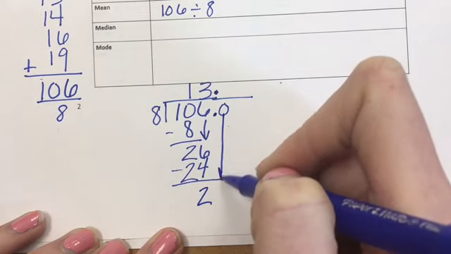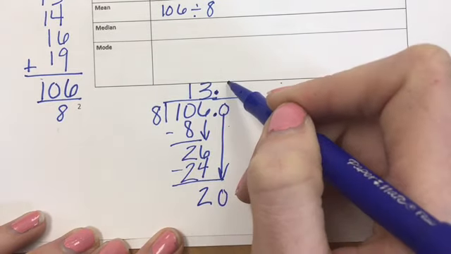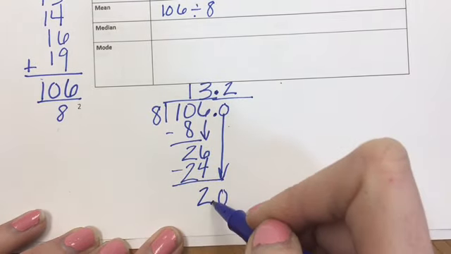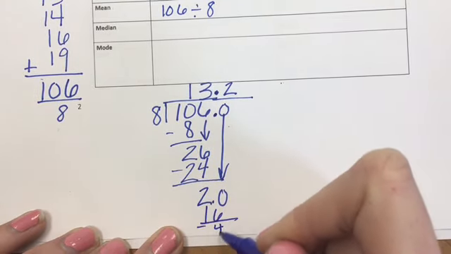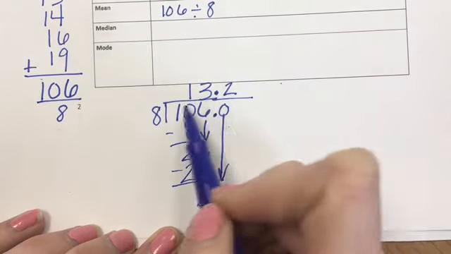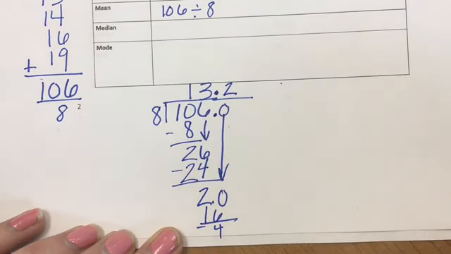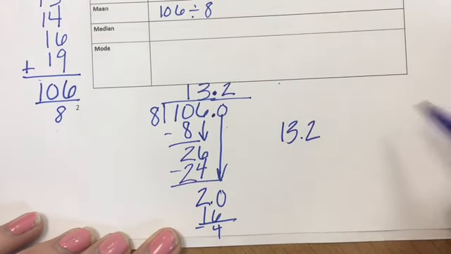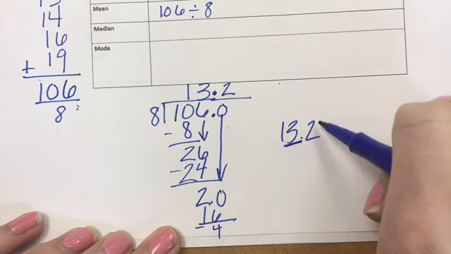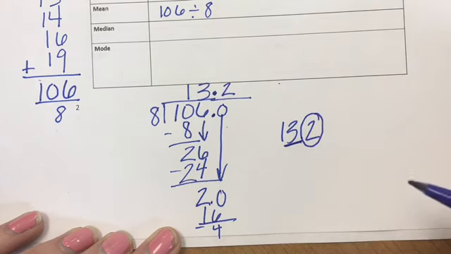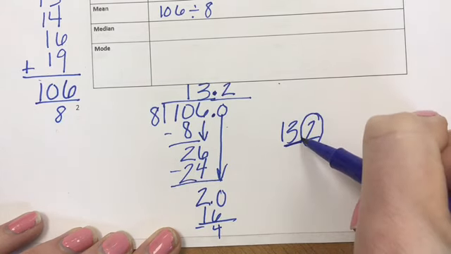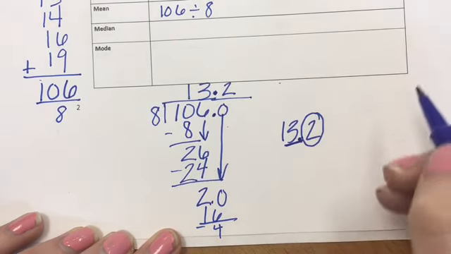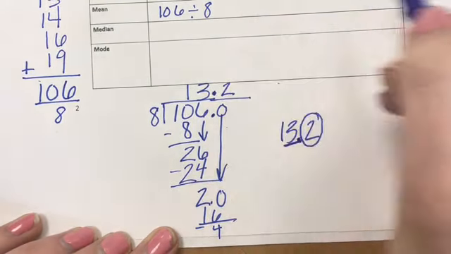We'll bring our 0 down. 8 goes into 20 twice, and 8 times 2 is 16, and we can stop now, right? So we have 13.2, and I said today we'll be rounding all of them to the nearest whole number. So rounding 13.2 to the nearest whole number means we're rounding the ones digit. We look to the right, and the 2 tells us to do what? It tells us to stay the same. So our mean is 13.